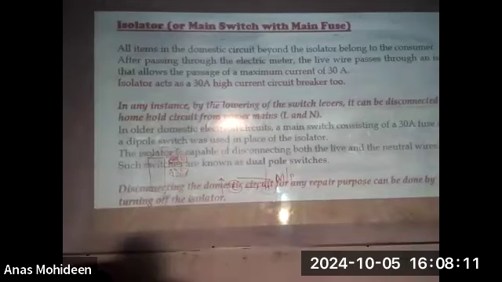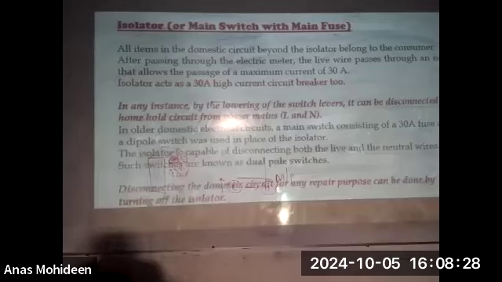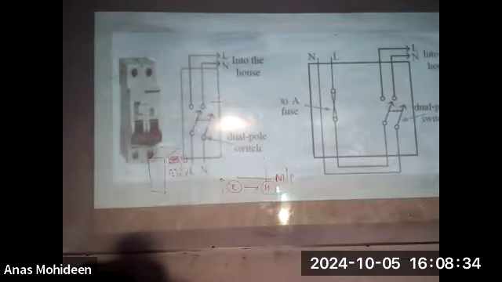You can see the isolator is capable of disconnecting both the live and neutral. So it is a dual pole switch. Underline, it is a dual pole switch. And disconnecting the domestic circuit for any repair purpose can be done by turning off the isolator. The same thing is repeated with different words, because this is how it can come in your MCQ questions, correct and incorrect statements.